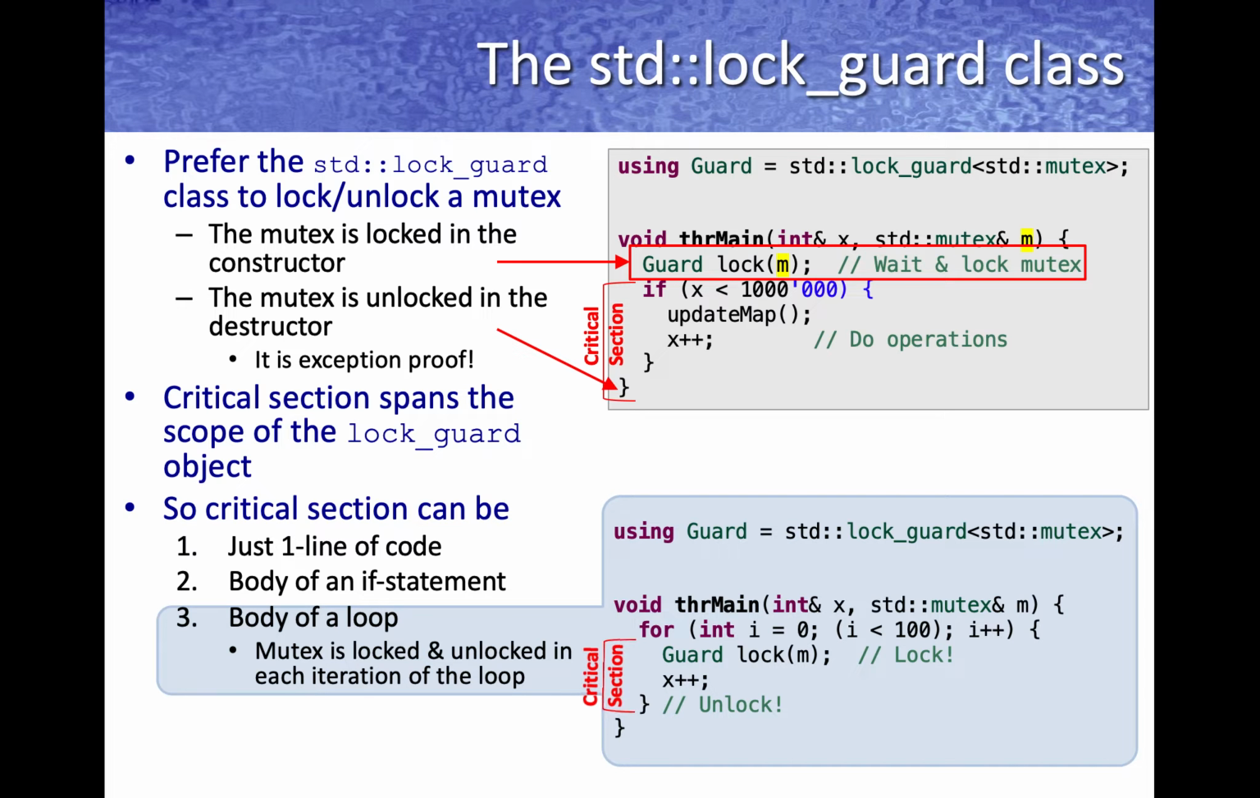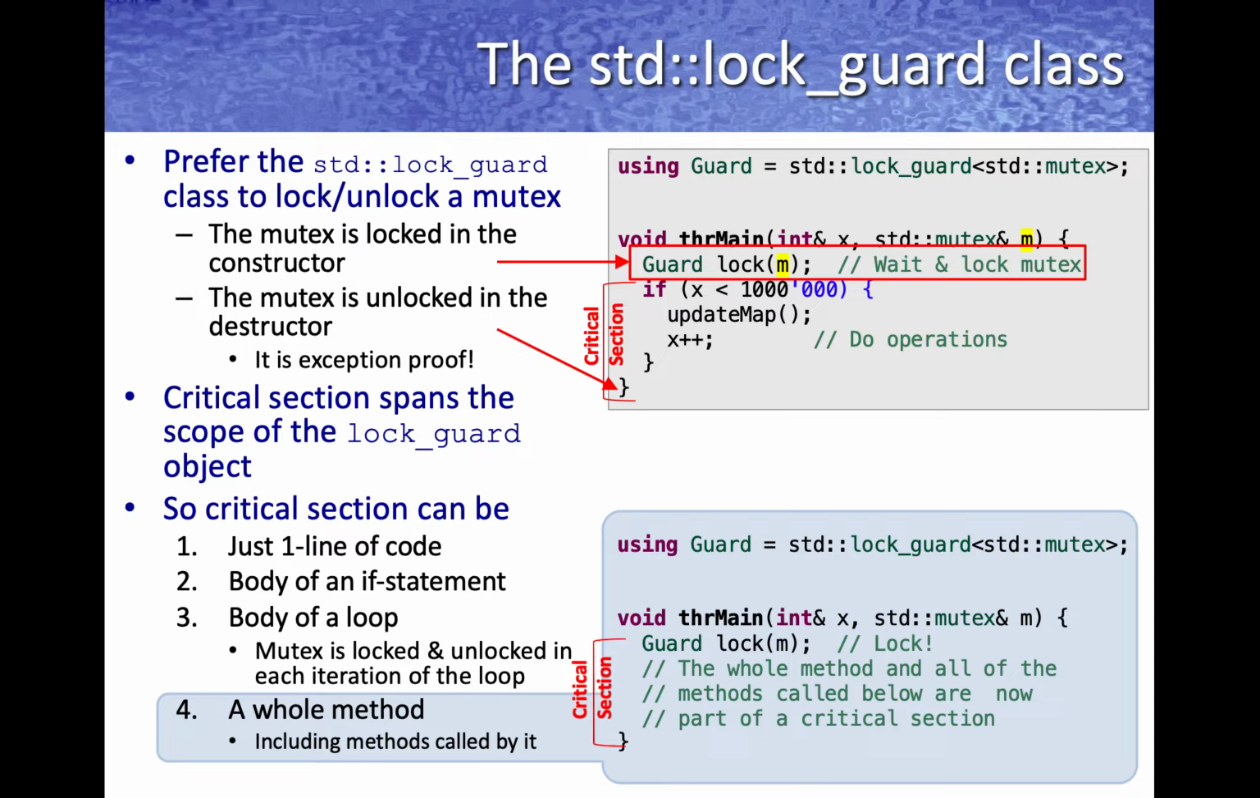Critical sections can also span the scope of a loop. Notice that here the lock is acquired in the body of the for loop. So in each iteration of the for loop, the mutex is locked, and at the end of each iteration the mutex is unlocked. So in this example, the mutex will be locked and unlocked 100 times.